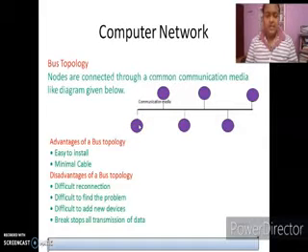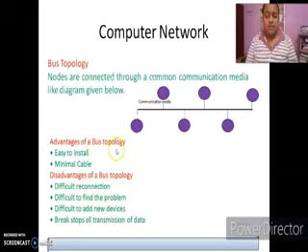Now, there is a certain difference between nodes and workstations. Workstations are standalone computers, meaning an individual computer having its own processor and sharing memory and all. Nodes can be like one CPU or one processor serving many things. Nodes are connected through a common communication media, like the diagram given below. This is the communication media, or I can say a wire. I have just drawn a wire, and on that I have put these computers.